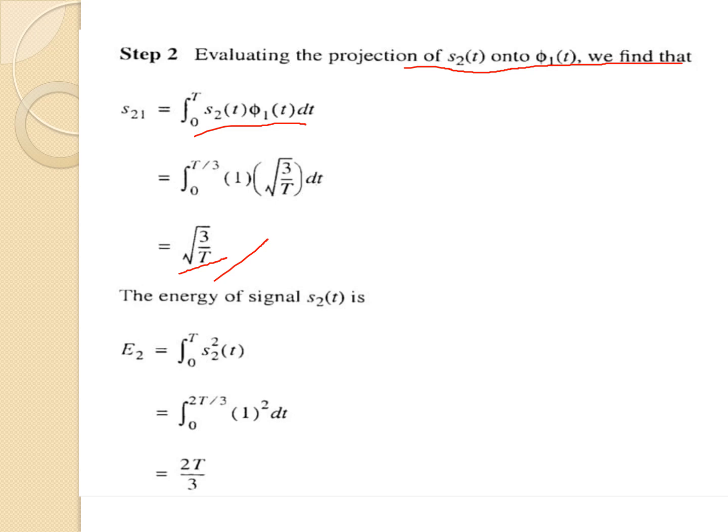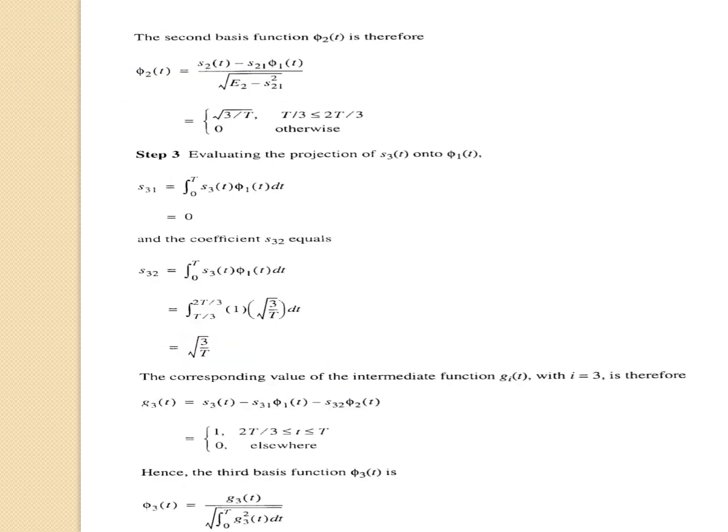The energy of the signal s2 is given by the formula, the integral from 0 to T of s2 squared of t. Here the period varies from 0 to 2T by 3, and the integration of 1 is t, so we get 2T by 3. This will be the solution for this signal s2 of t. And now the period of the particular s2 of t is given here.